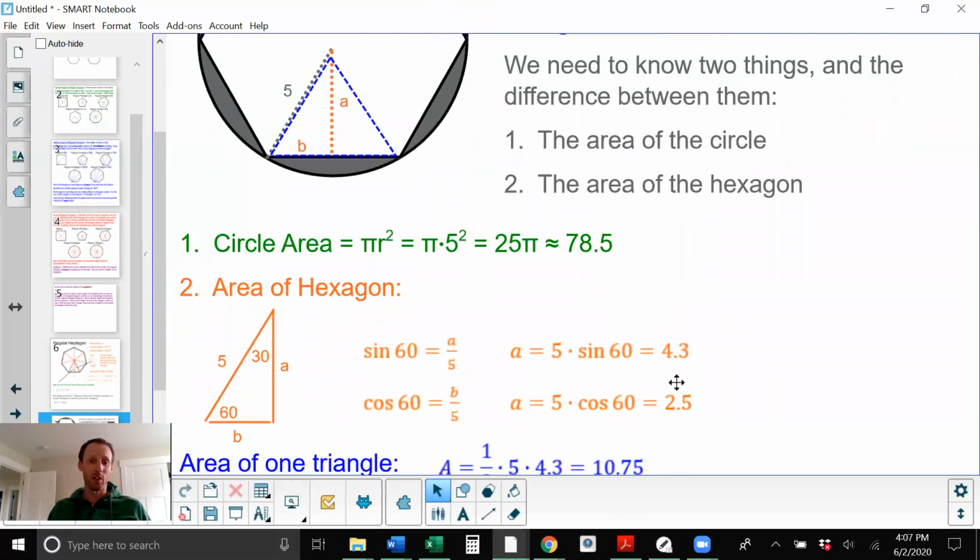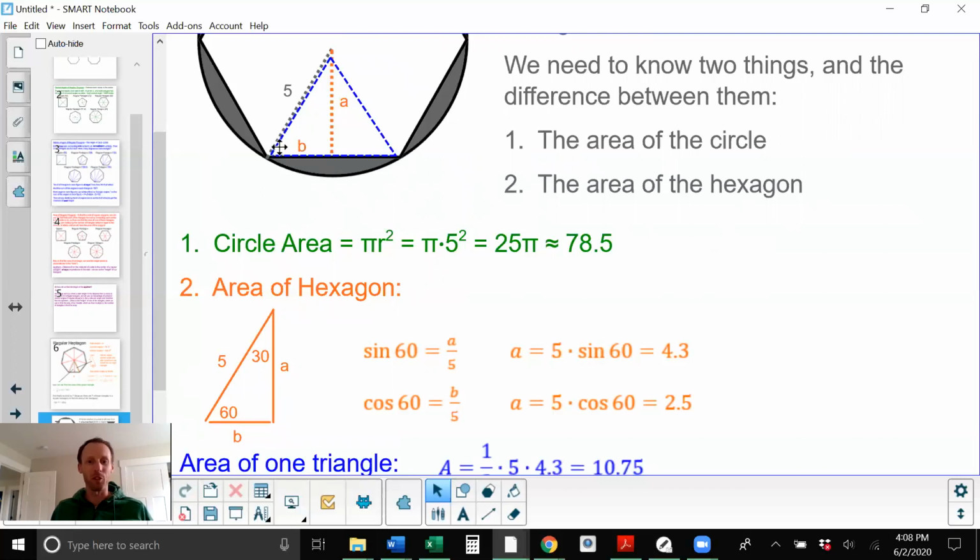The area of the hexagon, as we just saw, takes a little bit more work. We're going to have to create one of these right triangles. We have, in this case, a hypotenuse of 5, and we need to know the apothem and this base right here. Well, I can set up my trig equations. Sine of 60 is equal to a over 5, multiply both sides by 5, and I get 4.3 for the apothem value. I can do cosine of 60 equals b over 5, multiply both sides by 5, and I get 2.5.